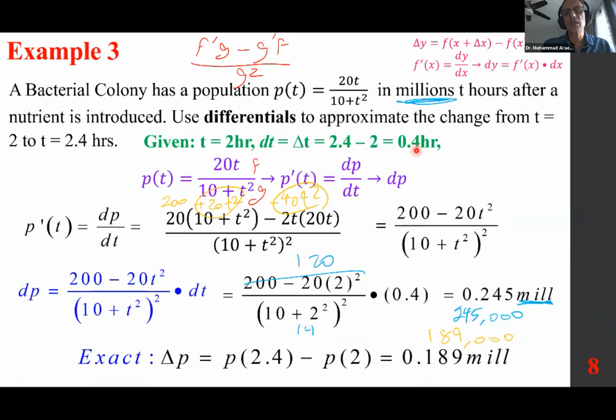Now, you may say, well, that there is a discrepancy here, and the answer is, of course, because take a look. This number, the value of dt compared to t is not that small. The smaller the number compared to t, the better the approximation.